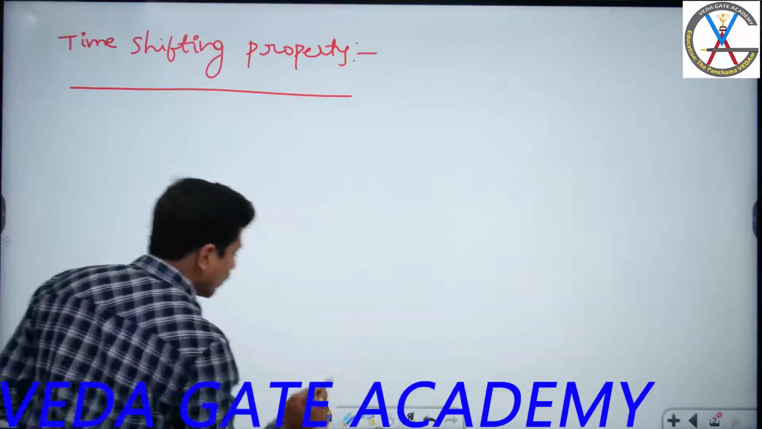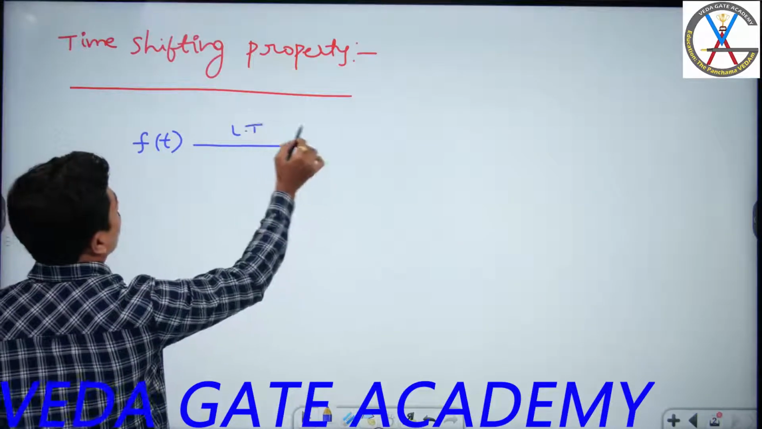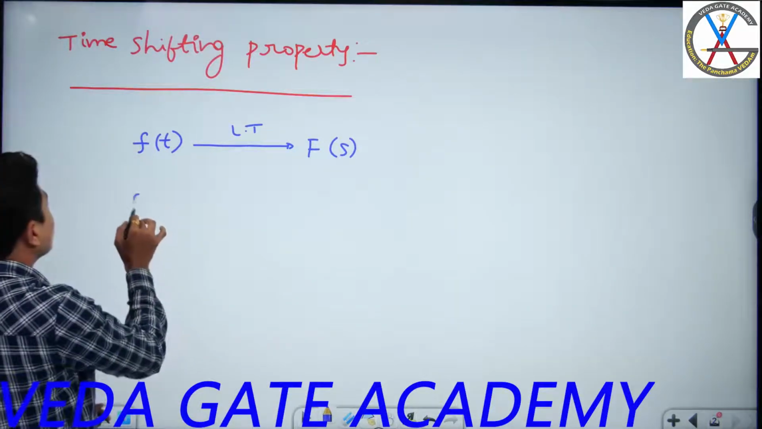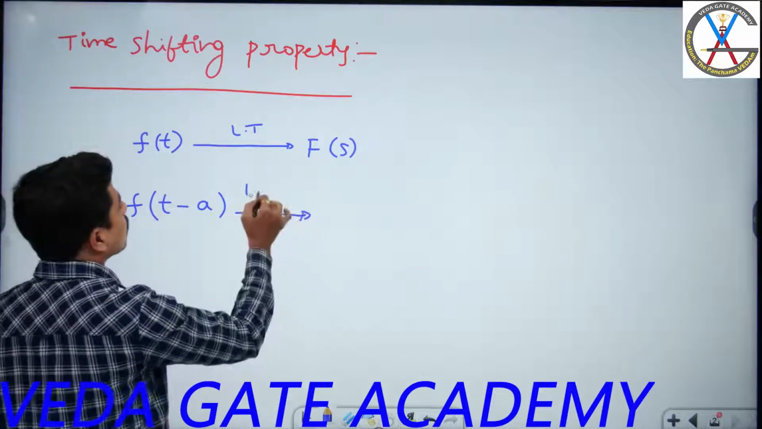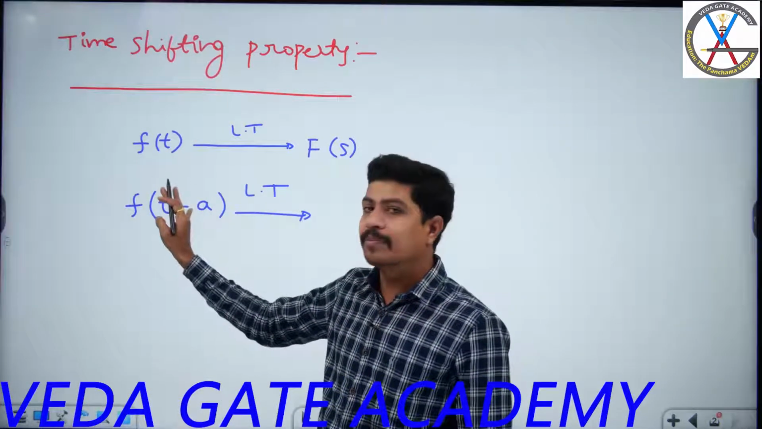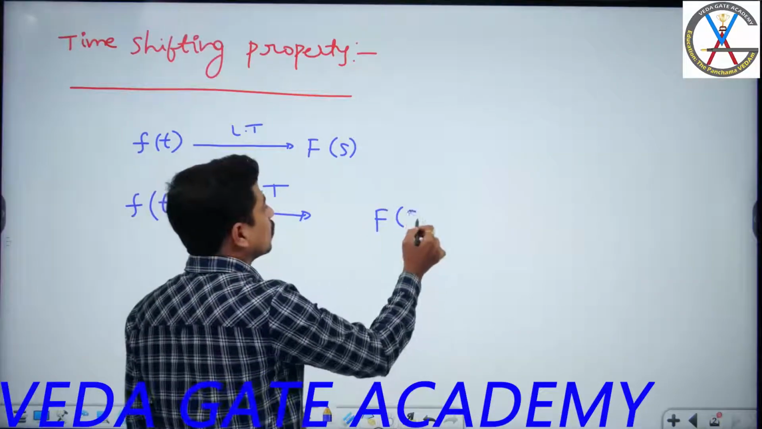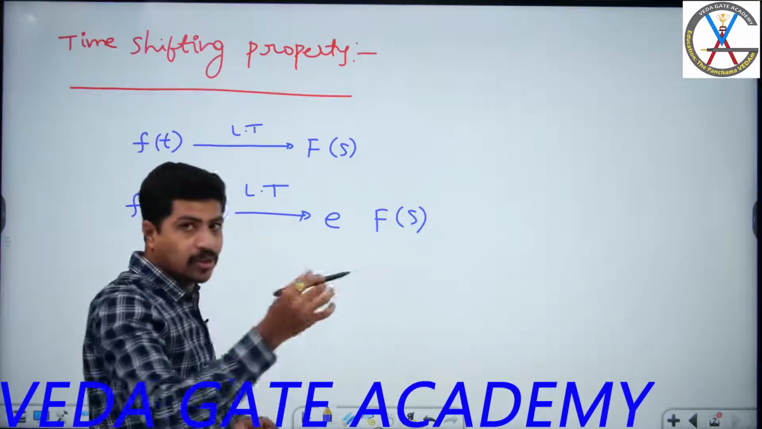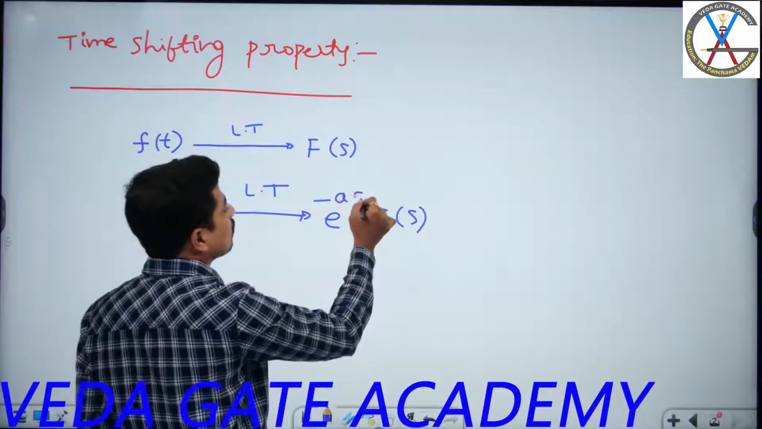If f of t is the signal in time domain, its Laplace transform is F of s. Now, if the signal here is shifted by some a, understand it this way: forget about this a. We have f of t, and f of t Laplace is F of s. So, as it is shifted in time domain, in frequency domain you are going to get an exponential, just the reverse of frequency shifting, but with the same sign.